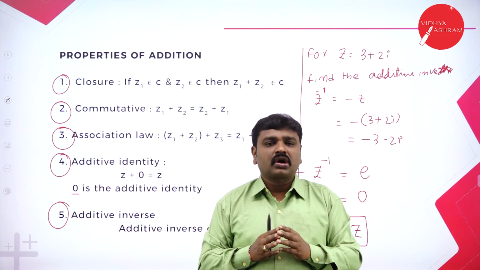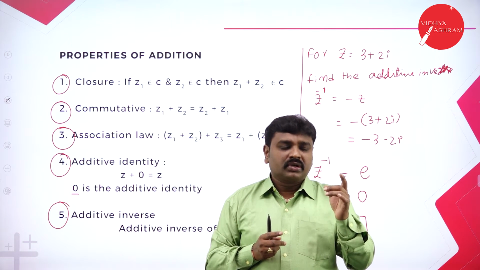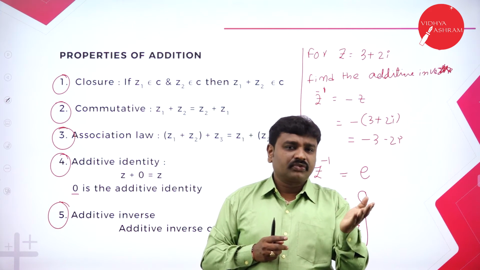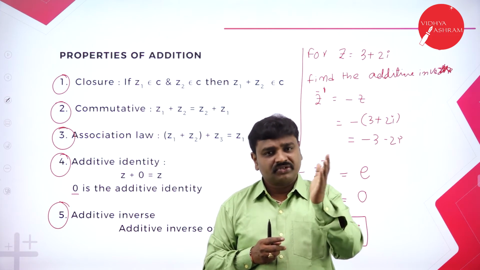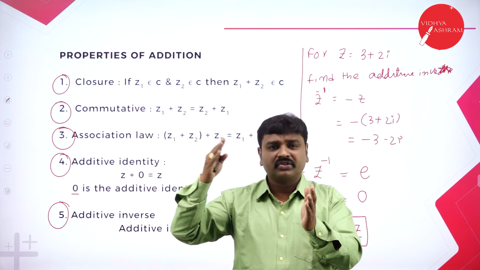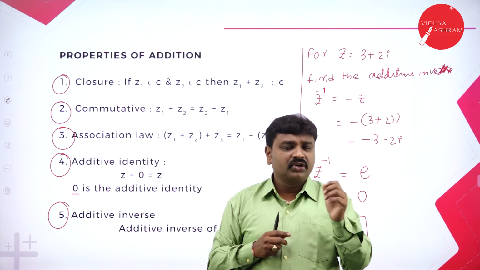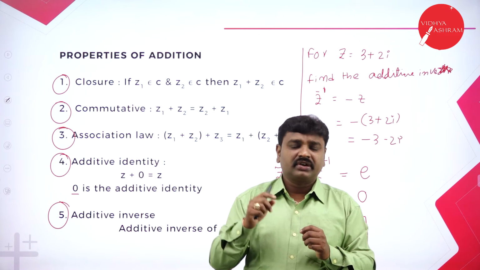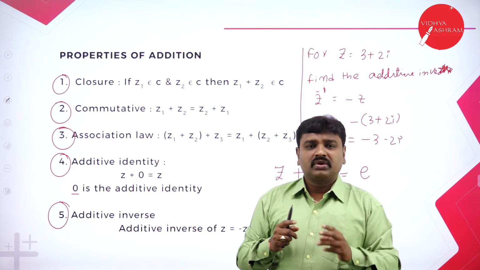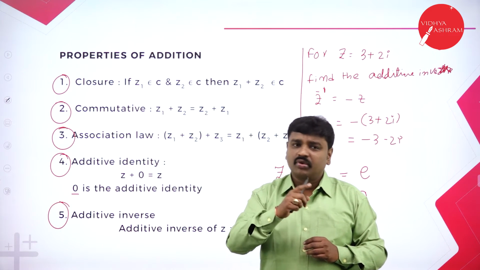Second is commutative law. Commutative law means if you add two complex numbers, z1 and z2, z1 plus z2 value is the same as z2 plus z1. Both are the same; that is commutative.